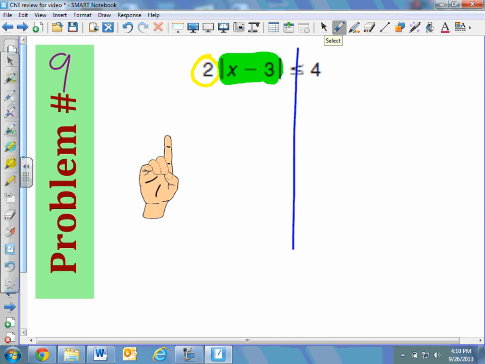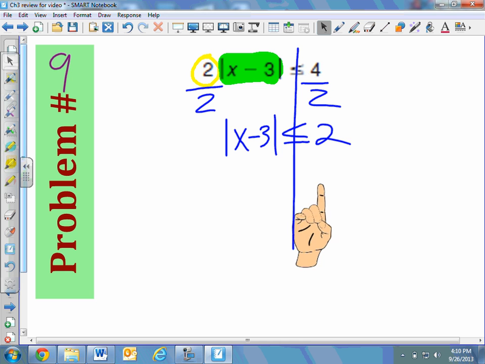Okay, well, that 2 outside of that thing is like it's multiplying with the x minus 3, right? Because there's no sign in between it, so it's multiplying. So it's the opposite of multiplying. The inverse is dividing by 2. Dividing by 2. Okay? When we divide by 2, the 2's cancel on the left side. So we end up with x minus 3 less than or equal to 2.